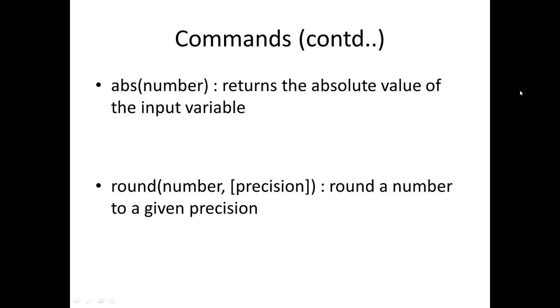Now let's check what the commands ABS and round do. As before, we have already seen what ABS does. ABS returns the absolute value of the input variable. Now the command round rounds a number to a given precision. If the precision is not given, then the default value is 0.